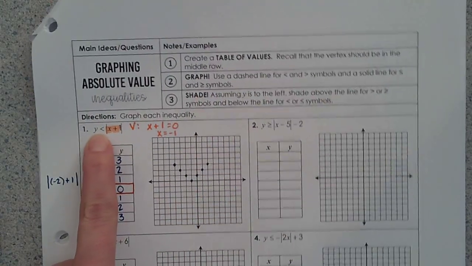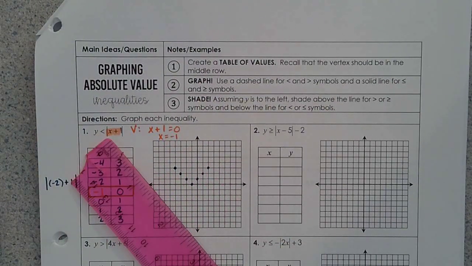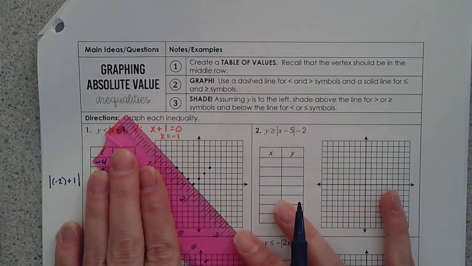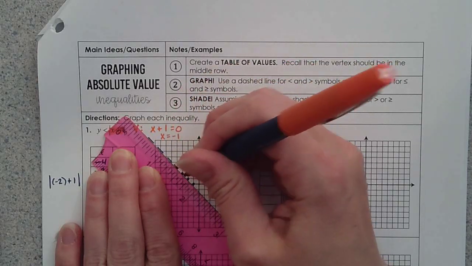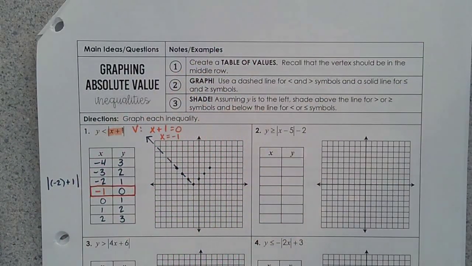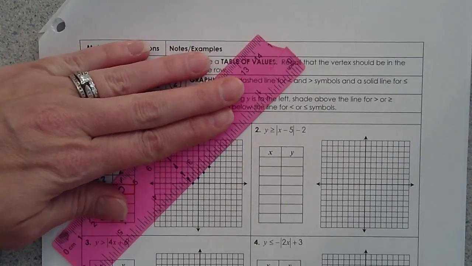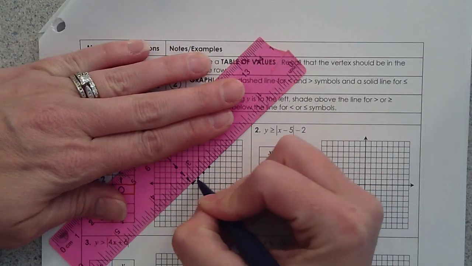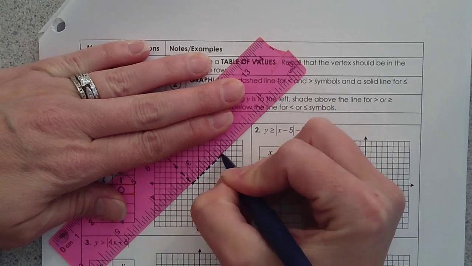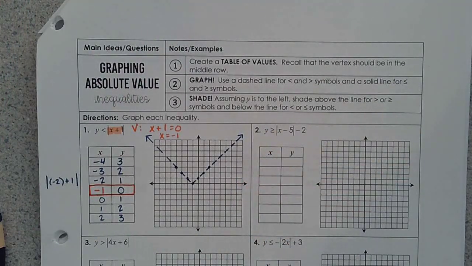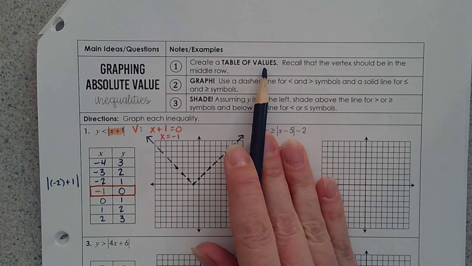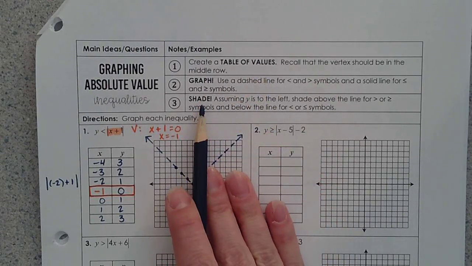This says y is less than, so we are using a dotted line for our V-shaped graph. What this means, points that are on the line aren't part of the solution set. Only the points in the shaded region. If we have a solid line, the solid line is also points in the solution set. Okay, we did our table of values. We graphed it. Now we're going to shade.